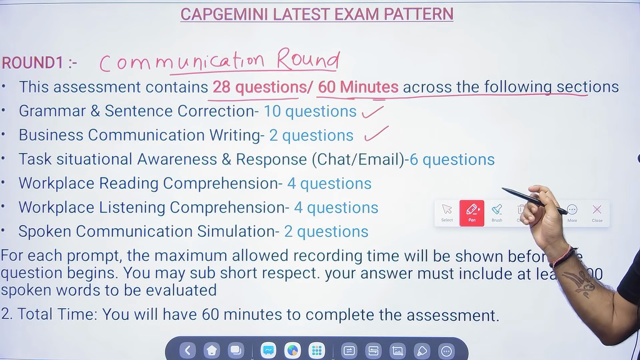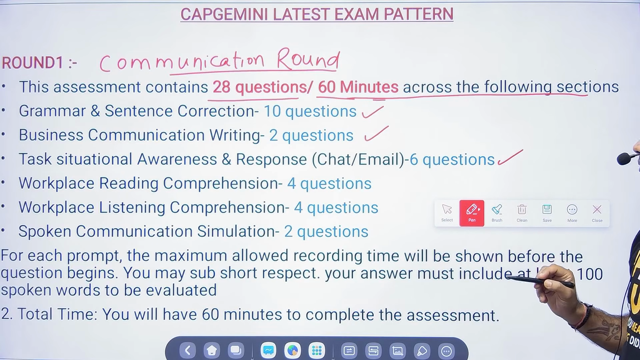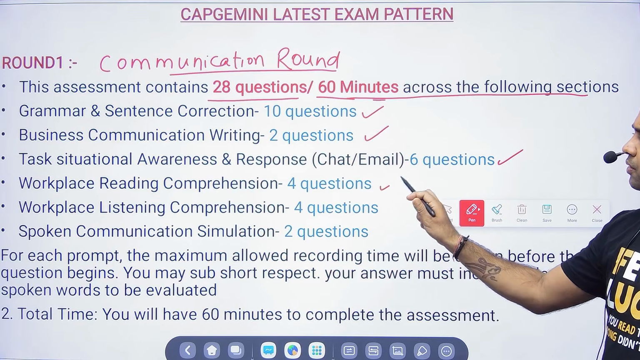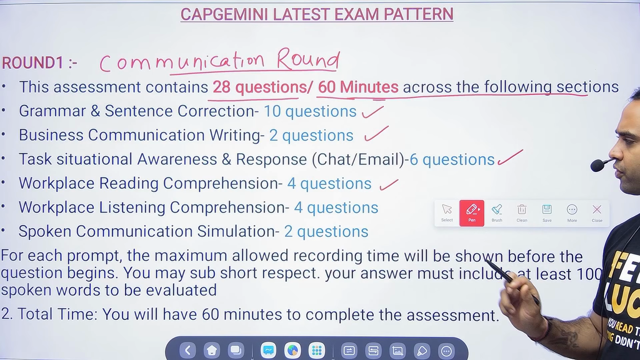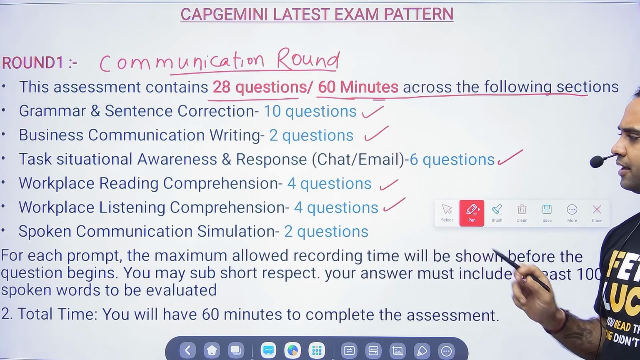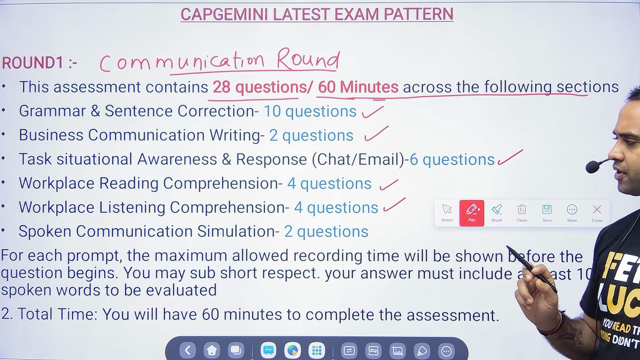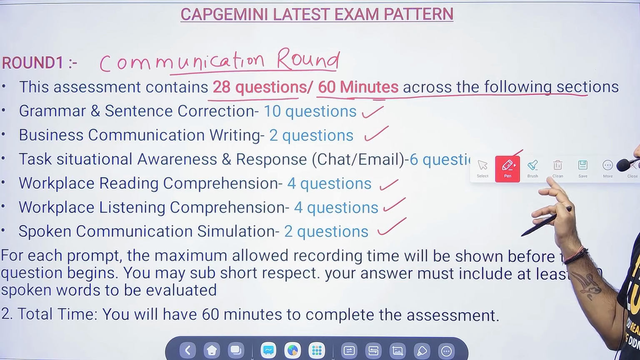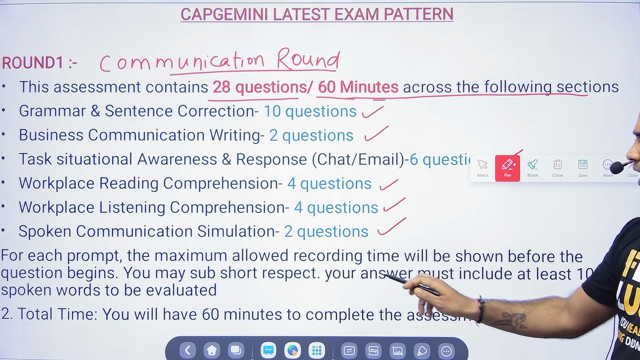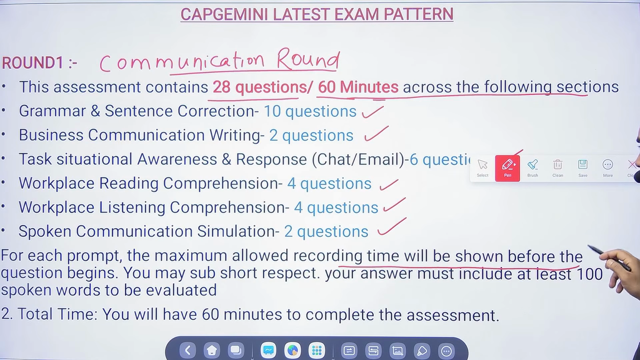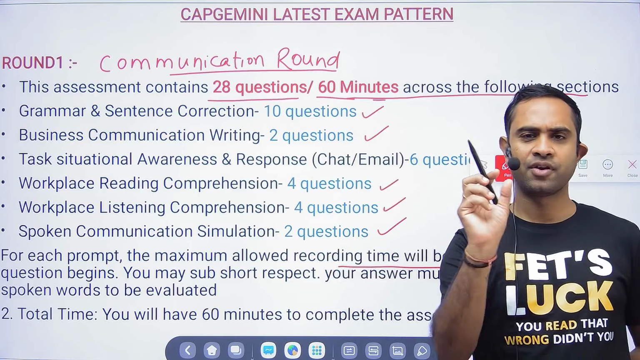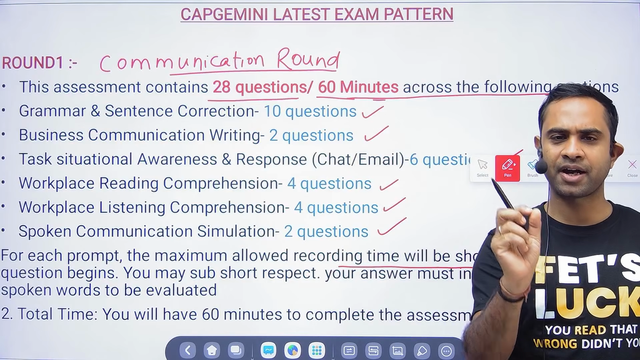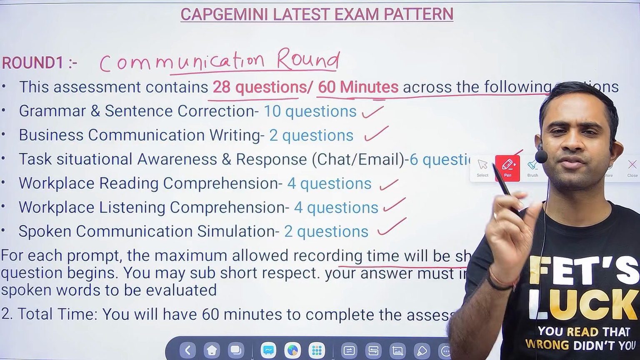Task, situational awareness and response, chat, email, 6 questions. Workplace reading comprehension, 4 questions. Workplace listening comprehension, 4 questions. Okay, spoken English simulation, 2 questions. For each prompt, the maximum allowed recording time will be shown before the question begins. So you get like 1 minute, 30 seconds, 2 minutes, 3 minutes.